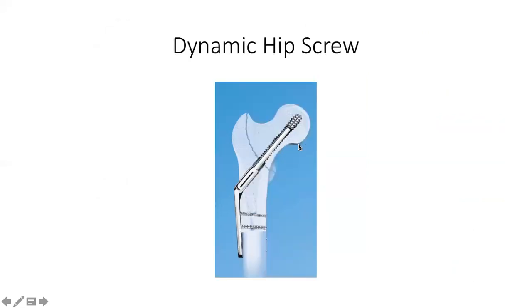So the dynamic hip screw has always been a good, reliable implant for the orthopedic surgeon. This is an implant that gives very good outcomes, especially in case of stable fractures. And inherent to this implant is the sliding compression mechanism, whereby the proximal and distal fragments impact over one another and give good radiological bone union.